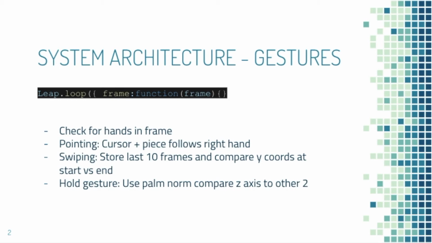And finally, for the hold gesture, I compare the different parts of the palm normal. If the absolute value of the z-axis is a lot higher than the other two axes, then that counts as holding your palm towards the screen, and I check that you do that for at least 1 second before you hold the block.